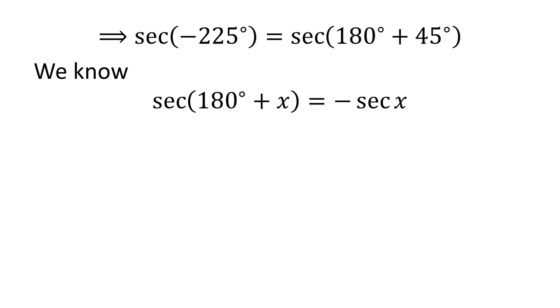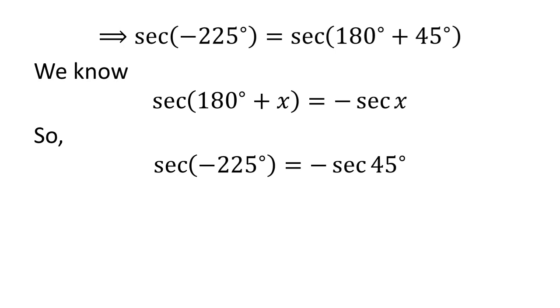As we know, the trigonometry identity secant of 180 degree plus x is equal to minus secant of x. The video explaining how to derive this identity is appearing in the upper right corner. Also, the URL address of the video has been mentioned in the description section.